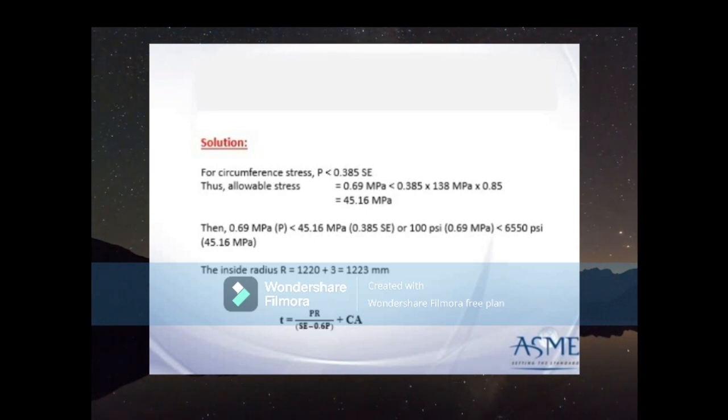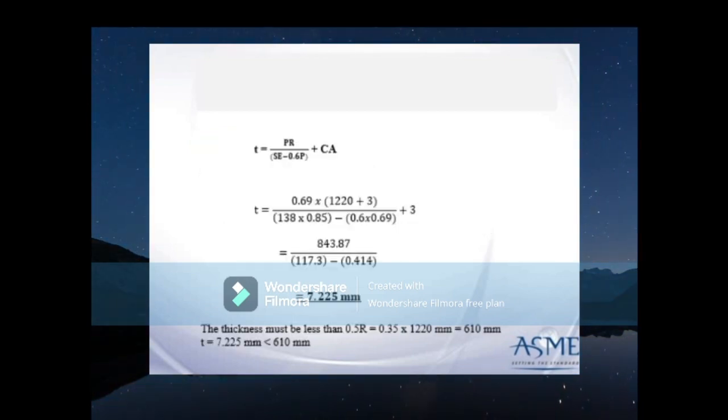For circumferential stress, P must not exceed 0.385 SE. Thus, allowable pressure equals 0.385 times 138 MPa times 0.85, equals 45.16 MPa. Then 0.69 MPa, P, is less than 45.16 MPa, 0.385 SE, or 100 psi, 0.69 MPa, is less than 6,550 psi, 45.16 MPa. The inside radius R equals 1,220 plus 3 equals 1,223 millimeters.